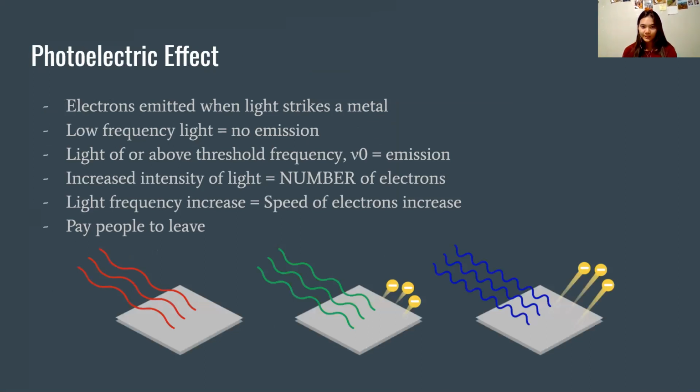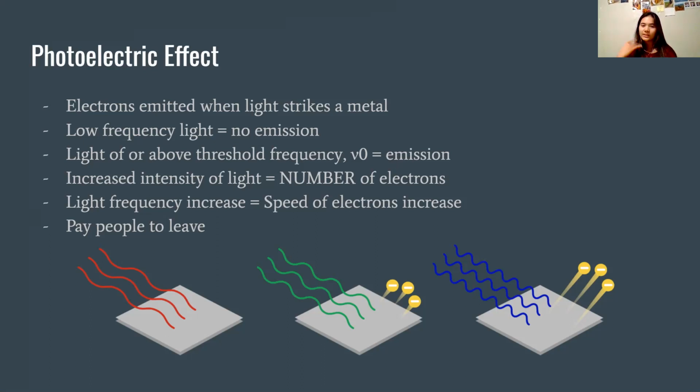Okay, the photoelectric effect. The photoelectric effect happens when light strikes a metal and electrons are emitted. It depends a lot on the properties of the light. If it's a low frequency light, then there is no emission. The electrons do not leave the metal. If the light is at or above a threshold frequency, which is ν with a subscript 0, then the electrons will be emitted.